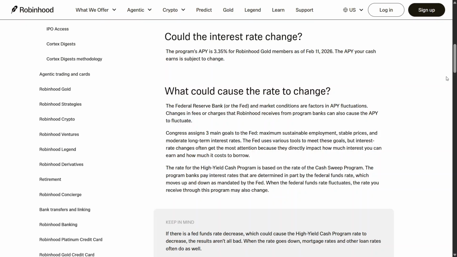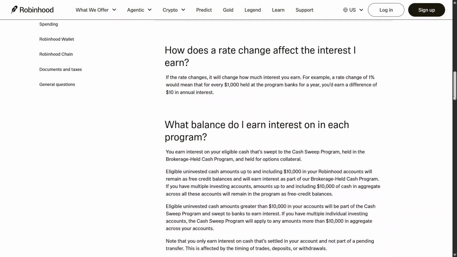Review its current yield, historical performance, expense ratio, holdings, and risk information. Compare its expected return with Robinhood's 4.9% cash interest rate. Keep in mind that investment yields can change over time and are not guaranteed.